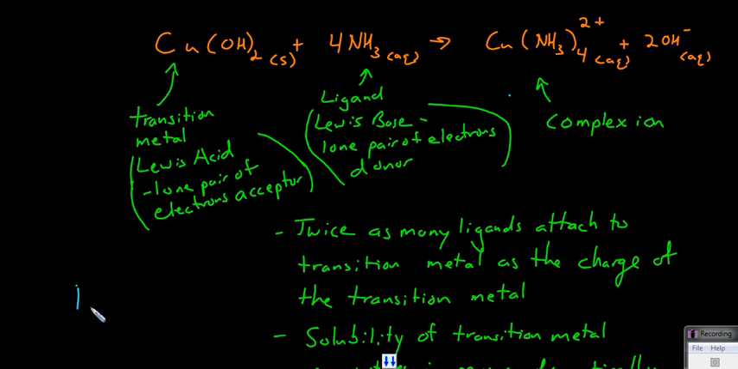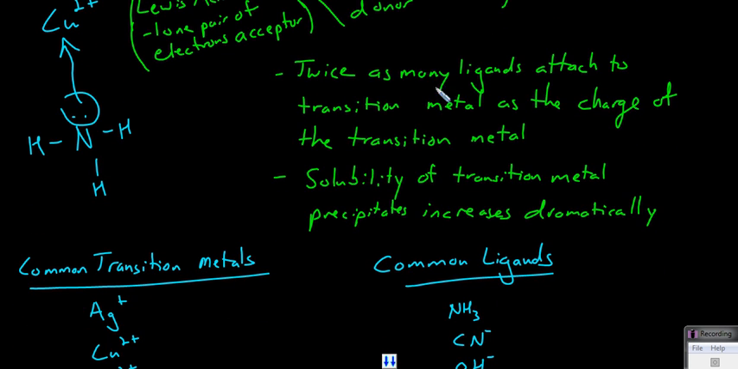So as an example, ammonia has the following Lewis dot structure. We can see that it has a lone pair of electrons, which could be donated to these copper ions as so. Okay, so we see, yes, twice as many ligands will attach to the transition metal as its charge, and we dramatically increase the solubility of these compounds.